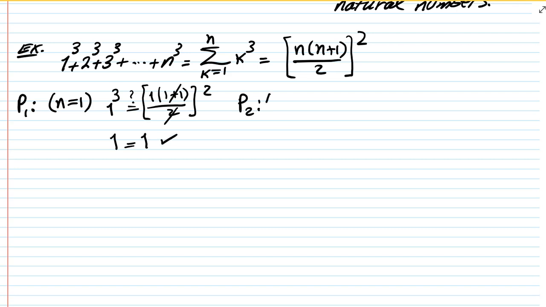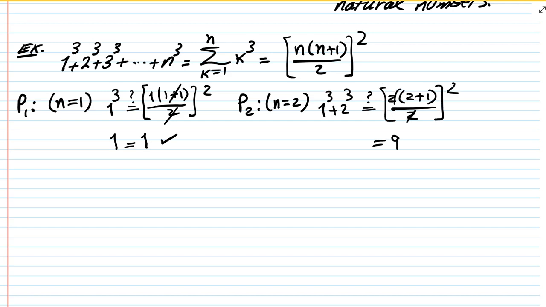Let's look at P2. P2 means when n is 2. So we pick up 2 terms on the left side. Will that equal, this time with n as 2, 2 times 2 plus 1 divided by 2, quantity squared? The right side is 9, the left side is 1 plus 8, which checks. See that? So you can try this for different values of n. You can go P1, P2, P3, P4, and so on.